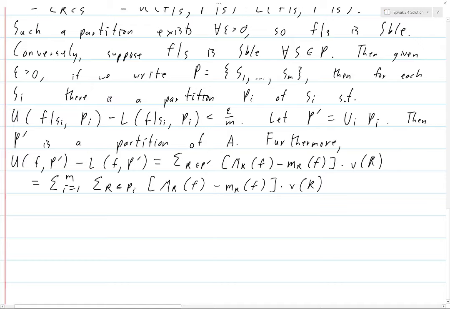So each of these upper sums minus lower sums is less than epsilon over m by the choice of the partition Pi. So this is less than the sum from i equals 1 to m of epsilon over m, and so we just take that constant multiplied by m and we get epsilon. Thus, f is integrable on A. So f is integrable on A if and only if its restriction to any subrectangle of a particular partition is integrable.